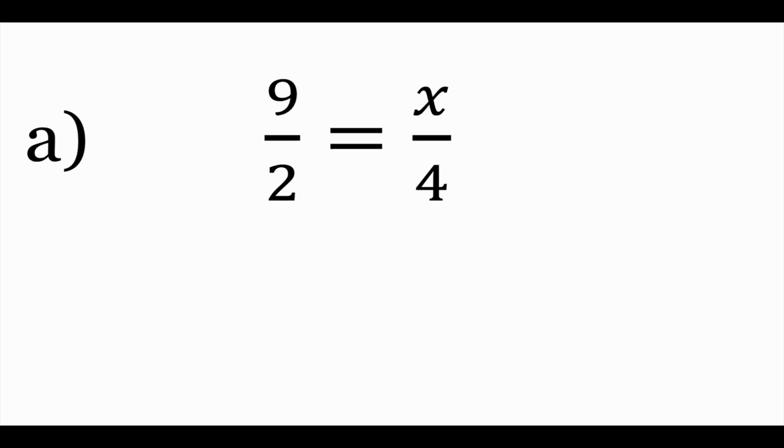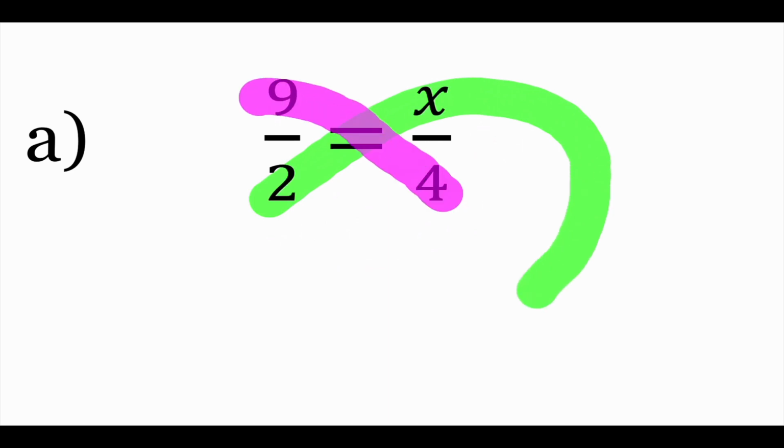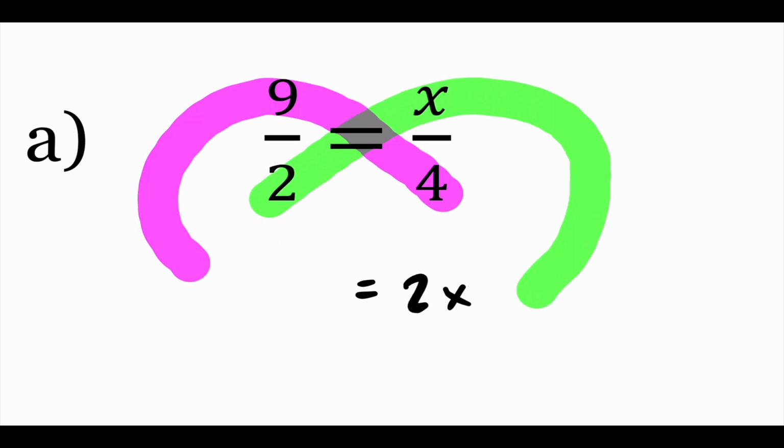Cross multiplication means multiplying diagonally over the equal sign. It kind of looks like butterfly wings, with the equal sign still in the middle. So the green, 2 times x, is 2x. The pink, 9 times 4, is 36.